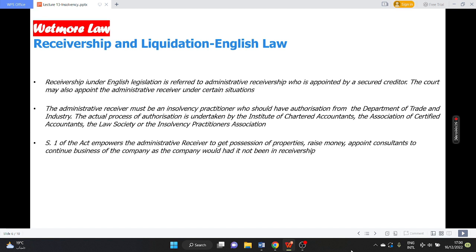Such authorization should be by the Department of Trade and Industry, but the actual process of authorization is carried out by the Institute of Chartered Accountants, the Association of Certified Accountants, the Law Society or the Insolvency Practitioners Association. Section 1 of the Insolvency Act 1986 gives the administrative receiver power to take possession of property, raise money, appoint professional consultants, and carry out the business of the company as the company would had it not been in receivership.